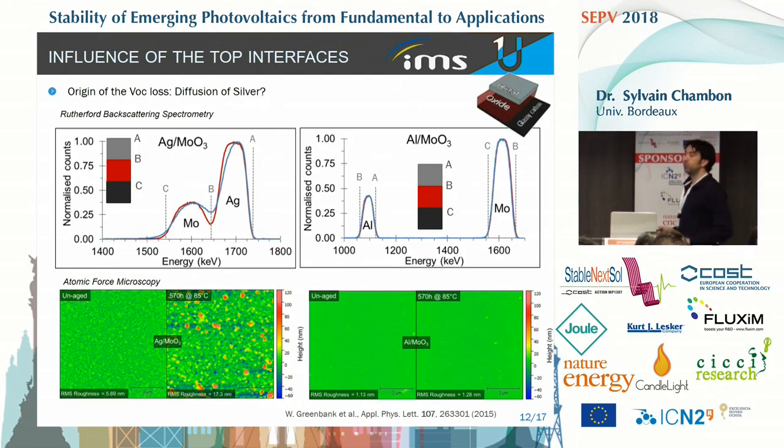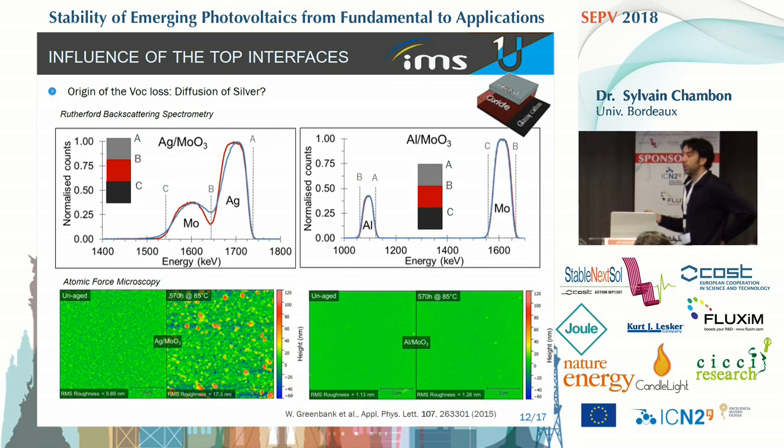So we decided to go a bit further and to try to understand the origin of this degradation, and we suspected some diffusion of silver in the active layer causing this VOC loss. So we did some RBS experiments on different kinds of samples, molybdenum oxide and silver based samples, but also molybdenum oxide and aluminum, and we aged these samples under the ISOS-D2 protocol.